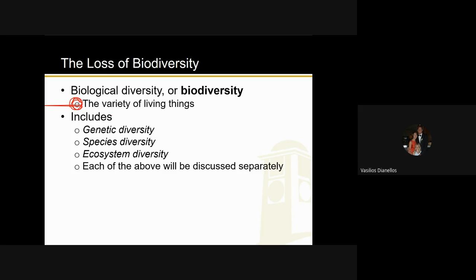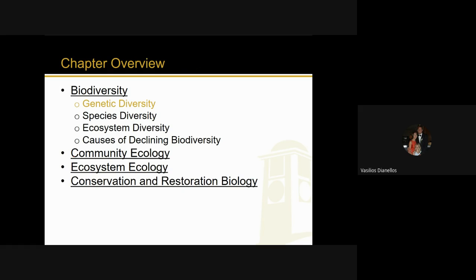But if we're talking about the variety of living things, that includes genetic diversity, which will make sense here shortly. Species diversity, which is, I think, what most people think of when they think of biodiversity. And then also ecosystem diversity. So basically, we start very narrow and then we make it broad, right? Genetic diversity is very narrow, and then ecosystem diversity is very broad. Anyway, this is just the introduction, so I'm not even going to ask if you have any questions yet.